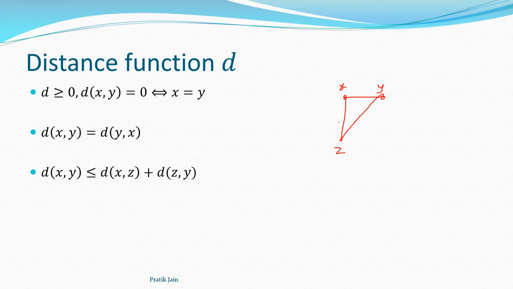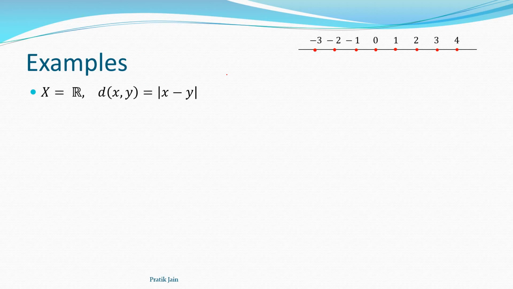This is also known as the triangle inequality, because this forms a triangle, and what the triangle inequality says is that the sum of two sides of a triangle should always be greater than the third side, right? So these three conditions should be satisfied, and any function that satisfies these three properties can be our distance function D. Okay, so let us see some examples of the distance function.